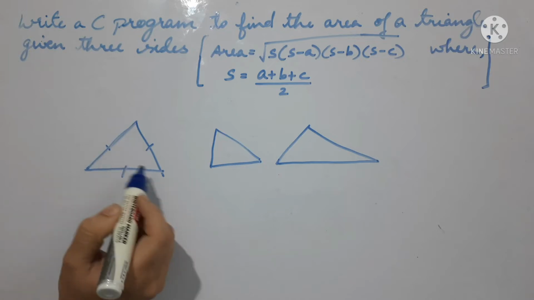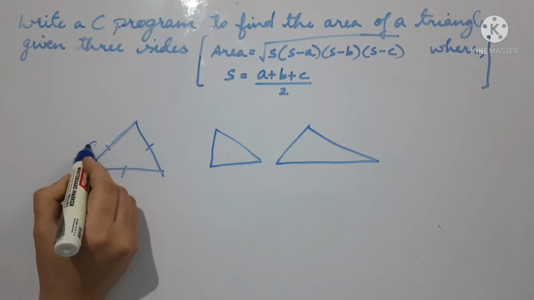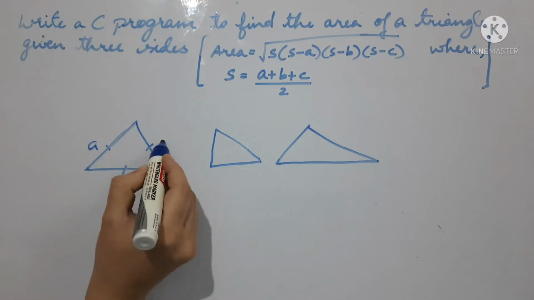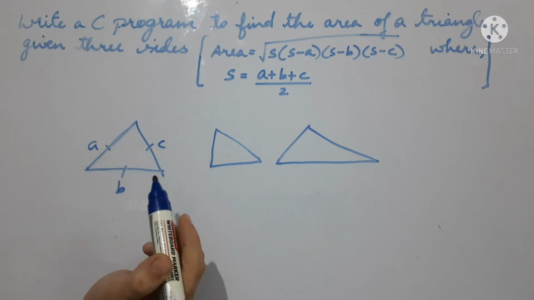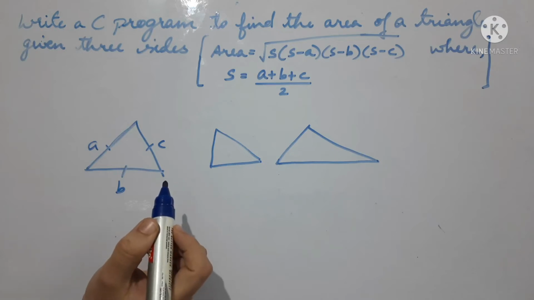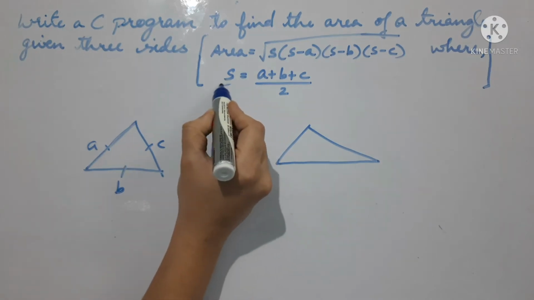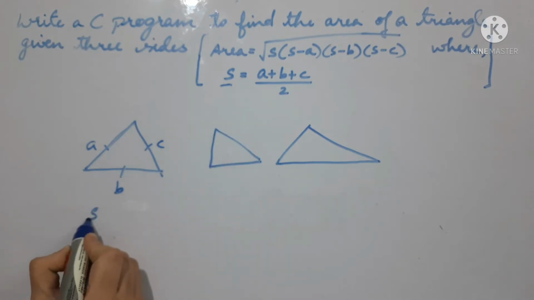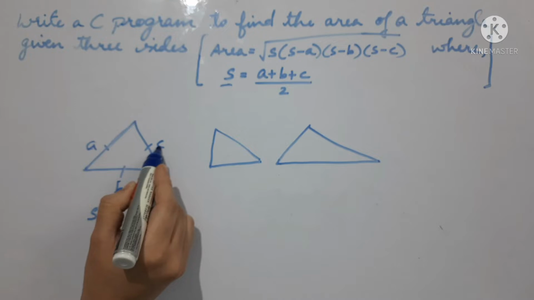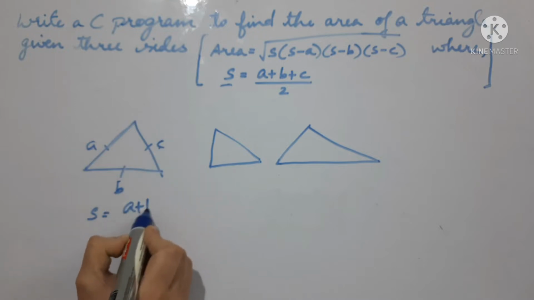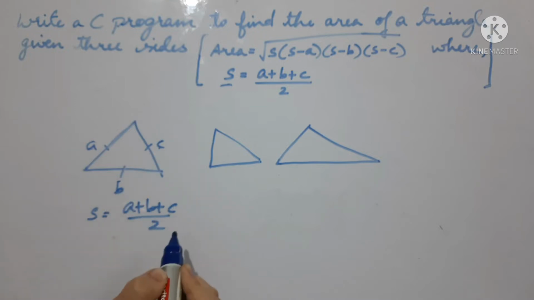Now, let the three sides of a triangle be A, B, C. Let us denote them as A, B and C. Okay, and then we have to find out a value that is S. Value of S is nothing but the sum of all the three sides divided by 2. A plus B plus C by 2.